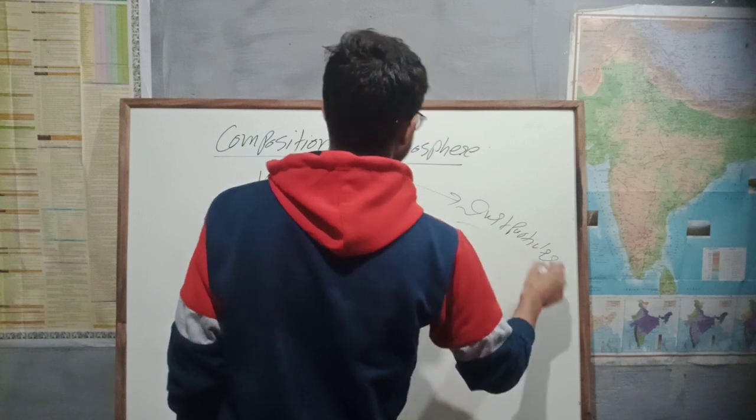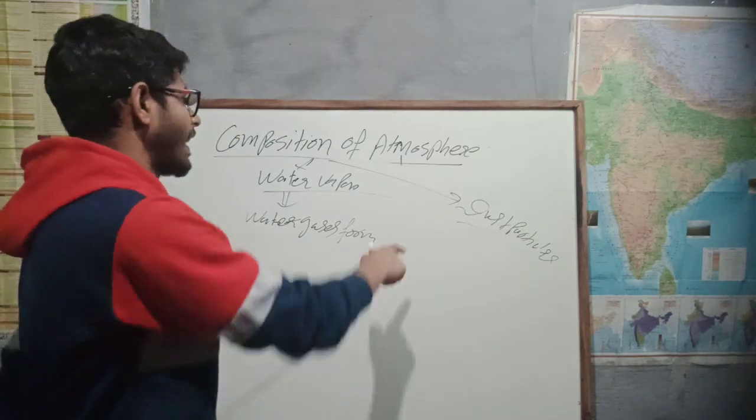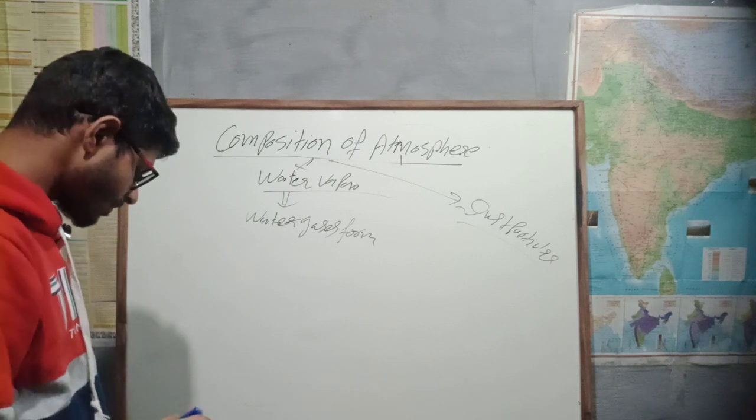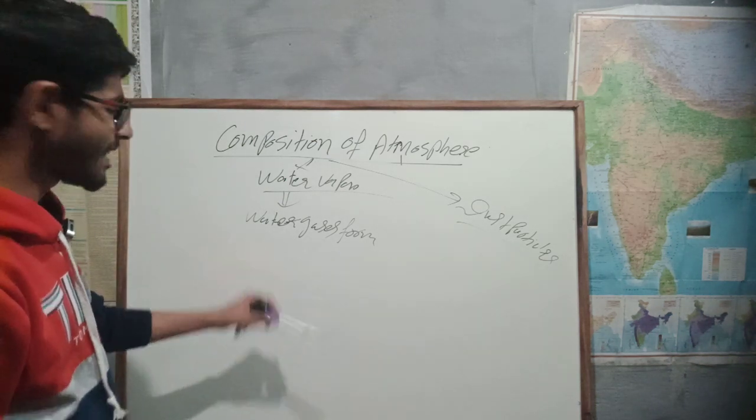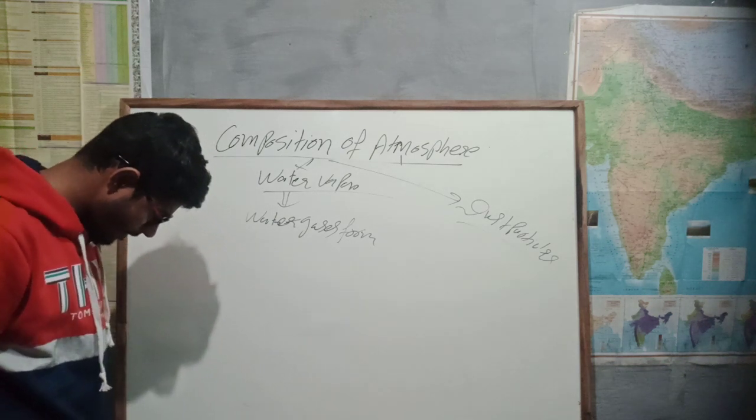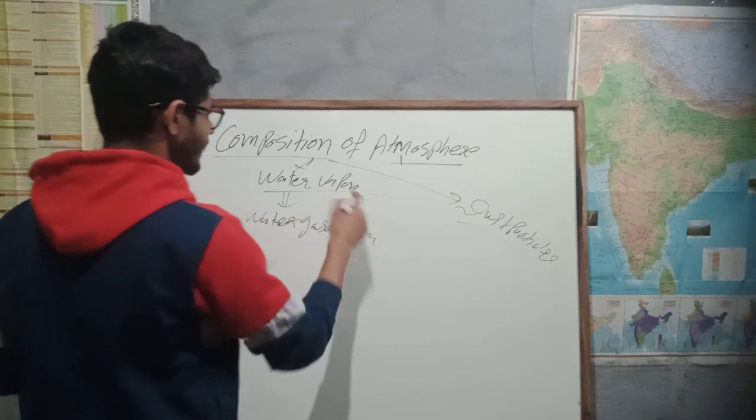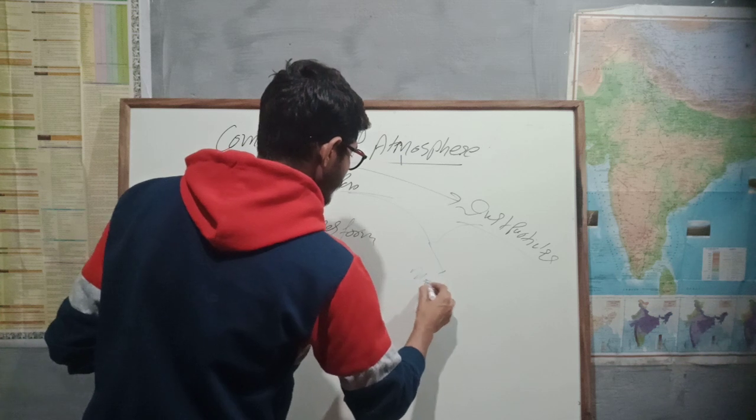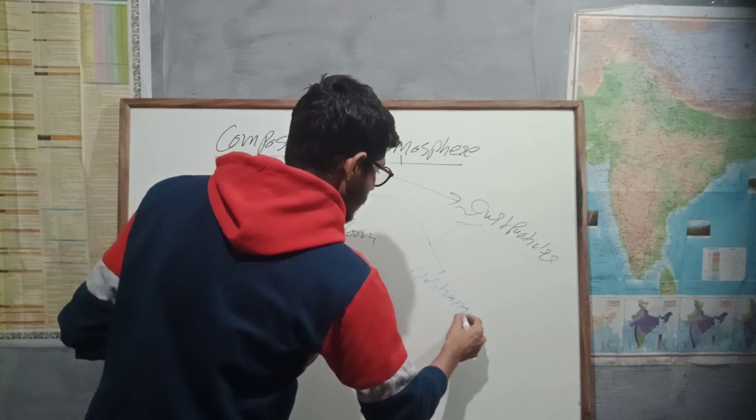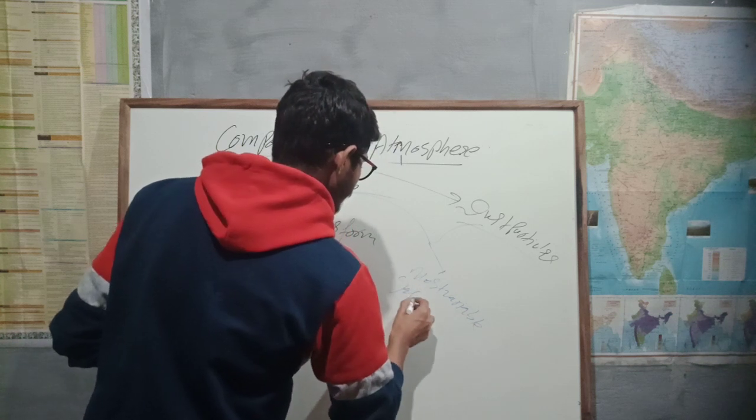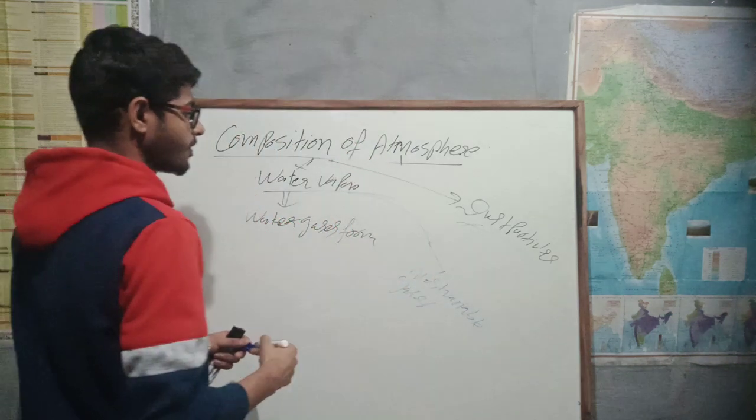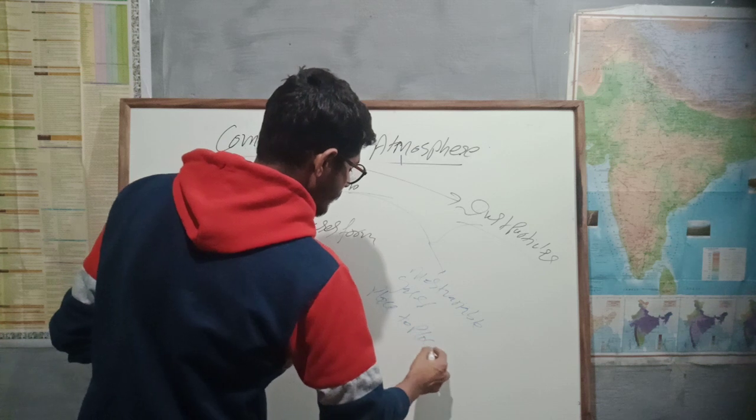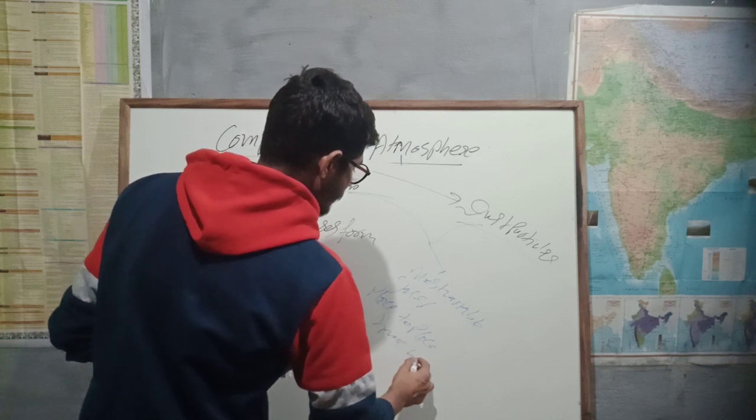Here comes the question. Sometimes questions have been asked from these two topics. So water vapor, let's discuss it. Water in gaseous form is called water vapor. These two are the most variable gases, and they vary from place to place and time to time.